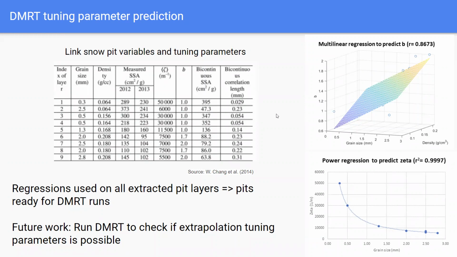When we had these regressions, we used them on all extracted pit layers, so that in the future these pits are ready for DMRT runs. We didn't run the DMRT model this time, but in the future we can use these DMRT runs to check if this extrapolation is actually possible and if it works. So that's some future work that needs to be done.